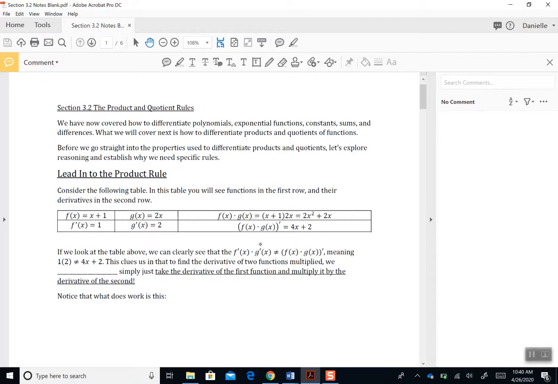Right here is where I wrote this. Sometimes people will think that if they have two functions multiplied, looking like this on the right, they just take the derivative of the first and multiply by the second.